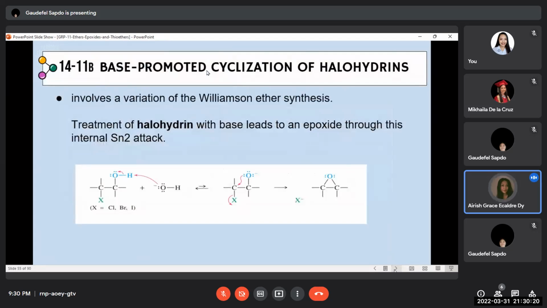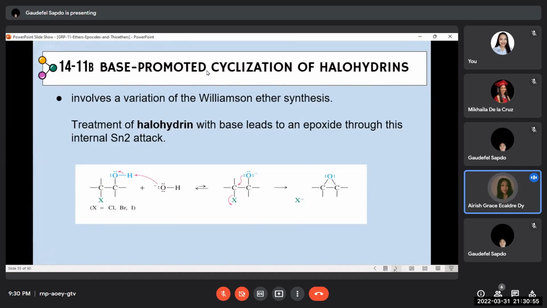So let's move on to base-promoted cyclization of halohydrins. A second synthesis of epoxides and other cyclic ethers involves a variation of the Williamson ether synthesis. If an alkoxide ion and a halogen atom are located in the same molecule, the alkoxide may displace a halide ion and form a ring. Treatment of halohydrin with base leads to an epoxide through this internal reaction.